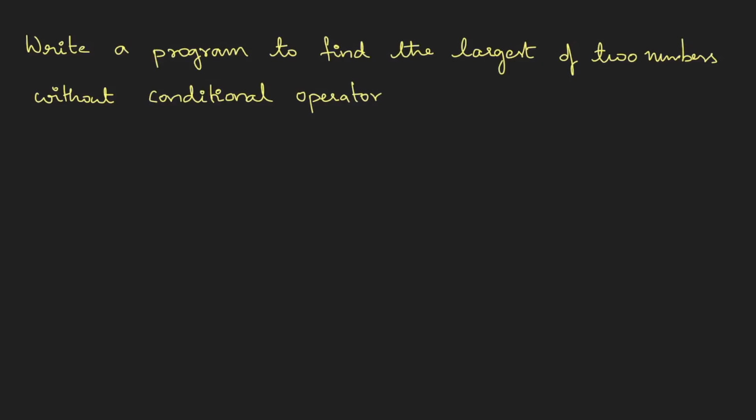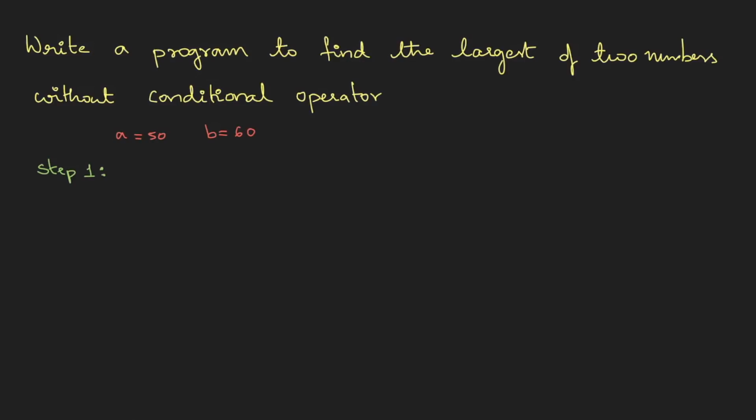Write a program to find the largest of two numbers without a conditional operator. Finding the largest number with a conditional operator is very easy, but without a conditional operator, it's slightly tricky. So I'll give you the steps of implementation. First, let me take some sample values. Let's say A is 50 and B is 60.